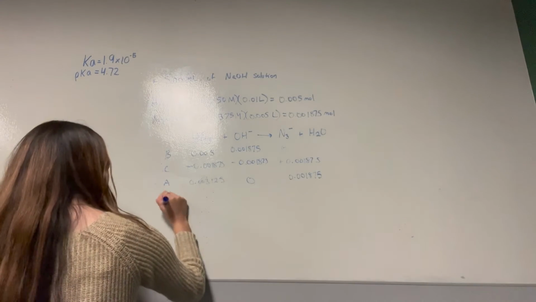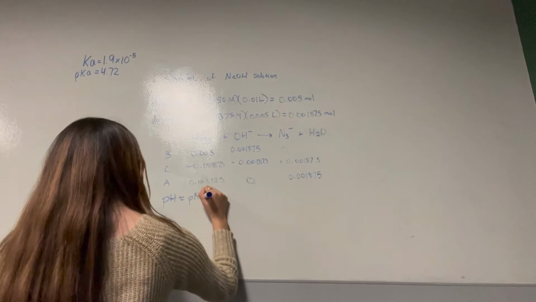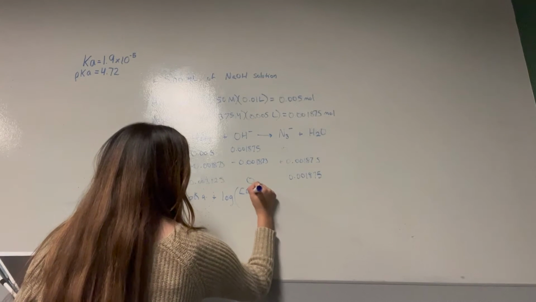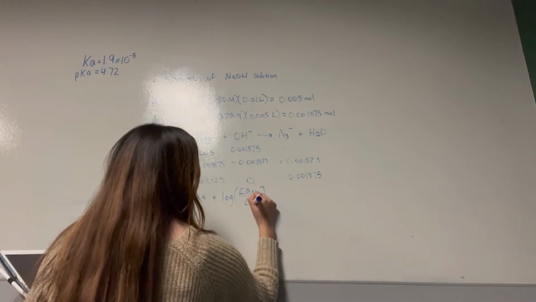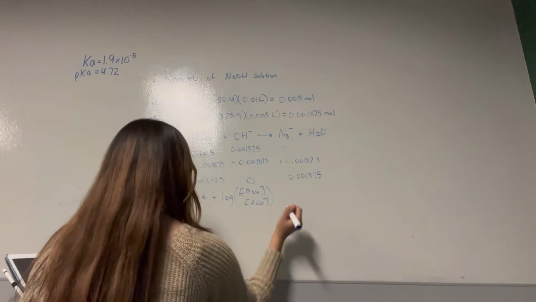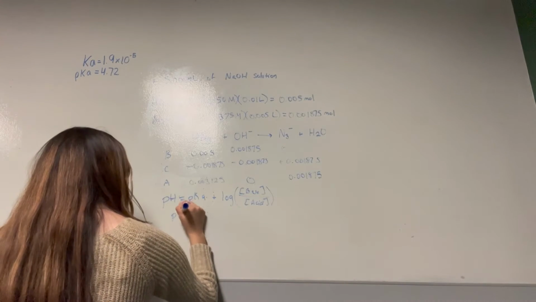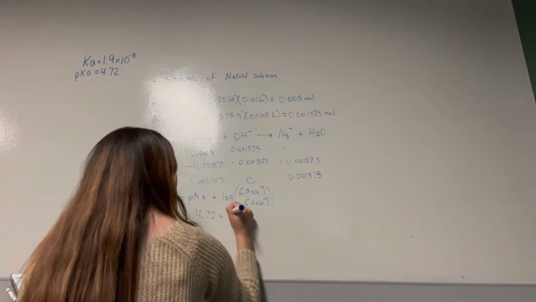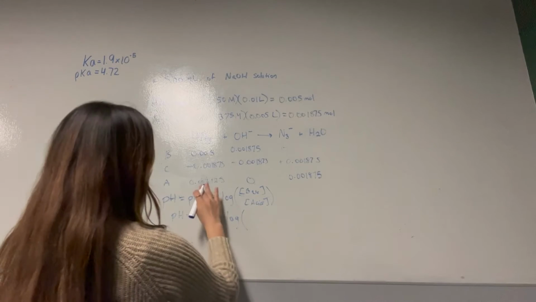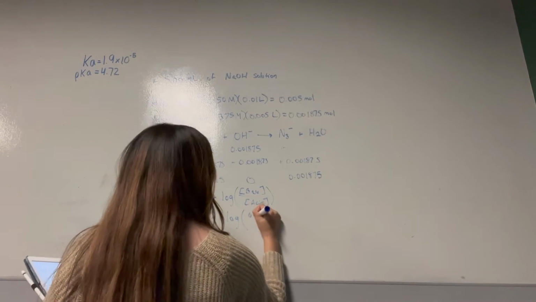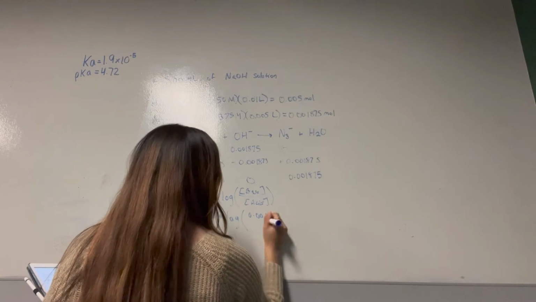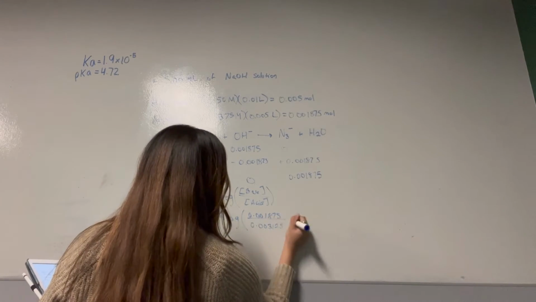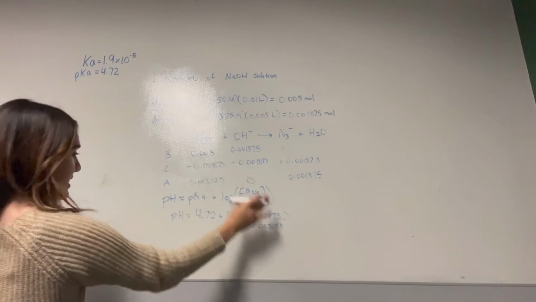And we can do this utilizing the equation pH equals pKa plus log of our concentration of base over our concentration of acid. So once we do this, we find that pH equals, again, our pKa is 4.72 plus log of 0.01875 moles over 0.003125 moles, which we have obtained from our BCA chart.